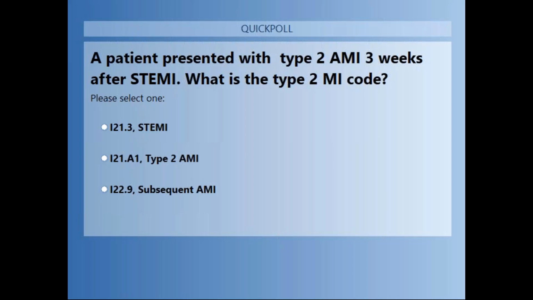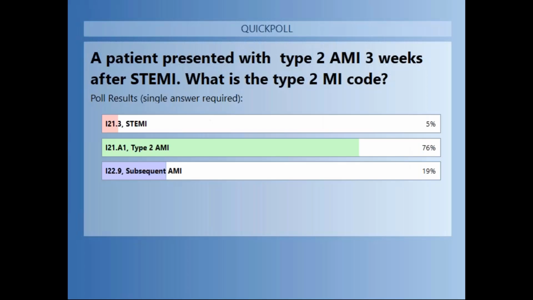And responses came in a little slower than the other ones. So if anybody else wants to weigh in, or I'm going to close it so that Christy can take a couple minutes to discuss this. I'm going to close it in 3, 2, 1. So Christy, we've got answers kind of all over the board. We've got the majority at 76% saying it is I21.A1 type 2 AMI, followed by 19% saying it's I22.9 subsequent AMI, and then we have a minority at 5% I21.3 STEMI.